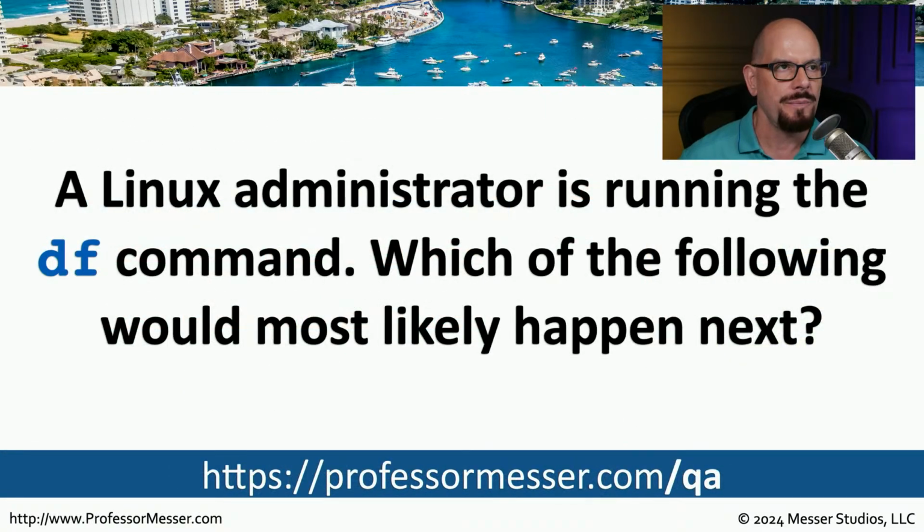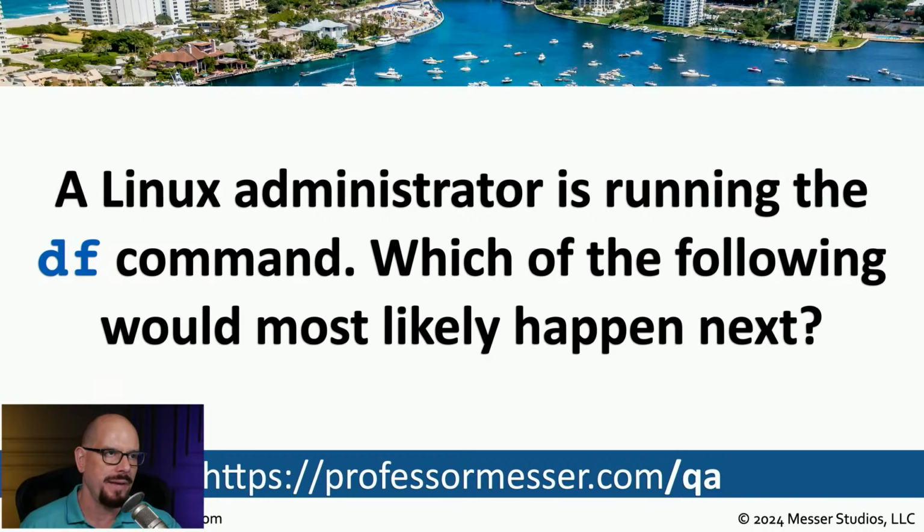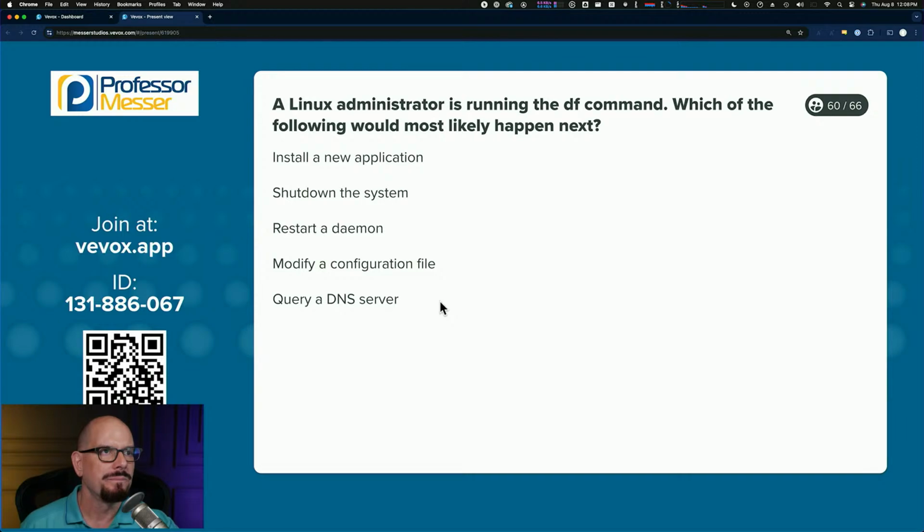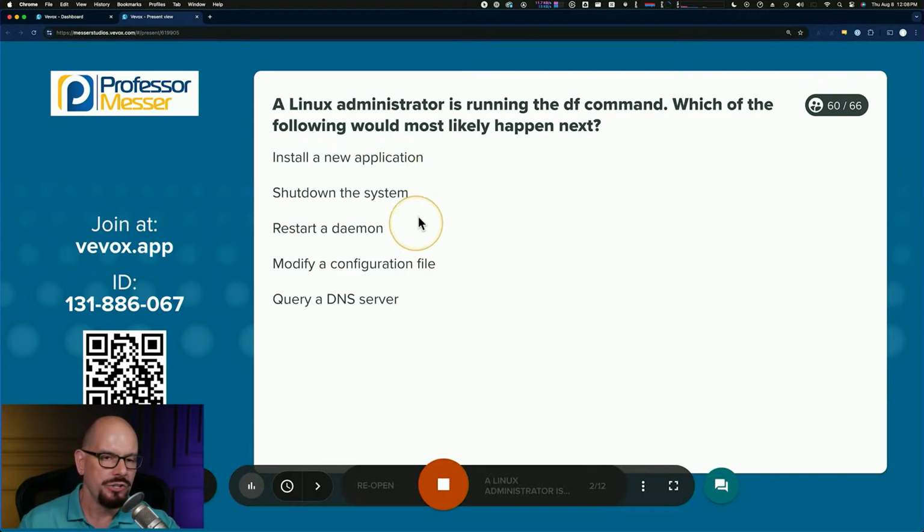Let's go back to that question I asked earlier, which is: a Linux administrator is running the df command. Which of the following would most likely happen next? Would that be install a new application, shut down the system, restart a daemon, modify the configuration file, or query a DNS server? Now let's see how you did with this question.